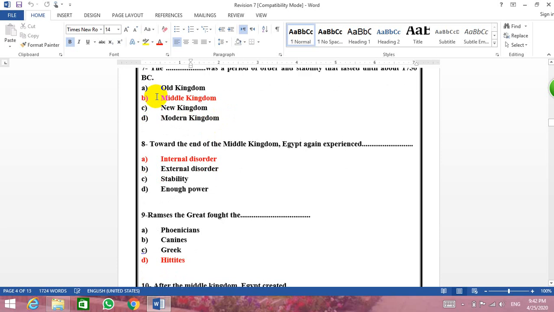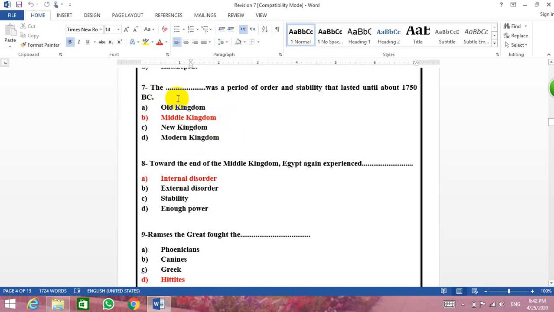Okay, point number 7. The dash was a period of order and stability that lasted until about 1750 BC. So which one? A, Old Kingdom. B, Middle Kingdom. C, New Kingdom. D, Modern Kingdom. So option B is the correct answer. That is Middle Kingdom. The Middle Kingdom was a period of order and stability that lasted until about 1750 BC.